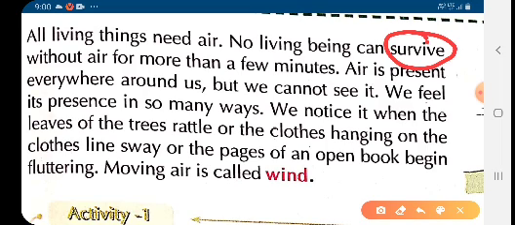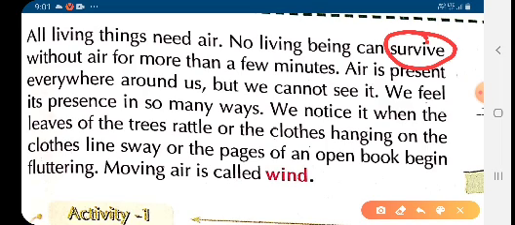Moving air is very important for flying the kite. Children, if there is no movement in the air, you can't fly the kite. If there is no movement in the air, you can't sail the boat. Children, if there is no movement in the air, your clothes won't dry. This is how the air is very important for all of us.